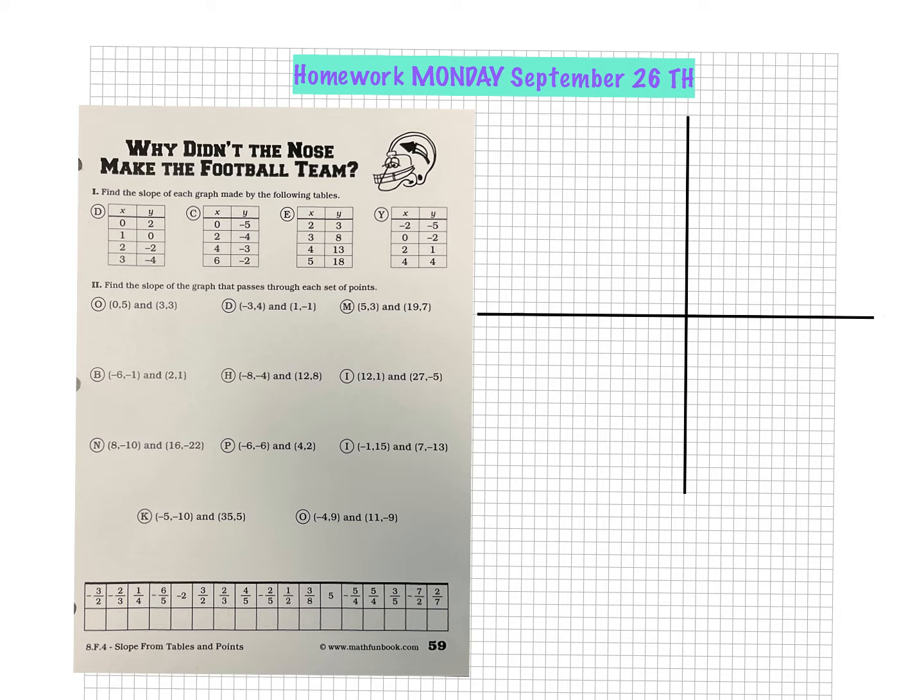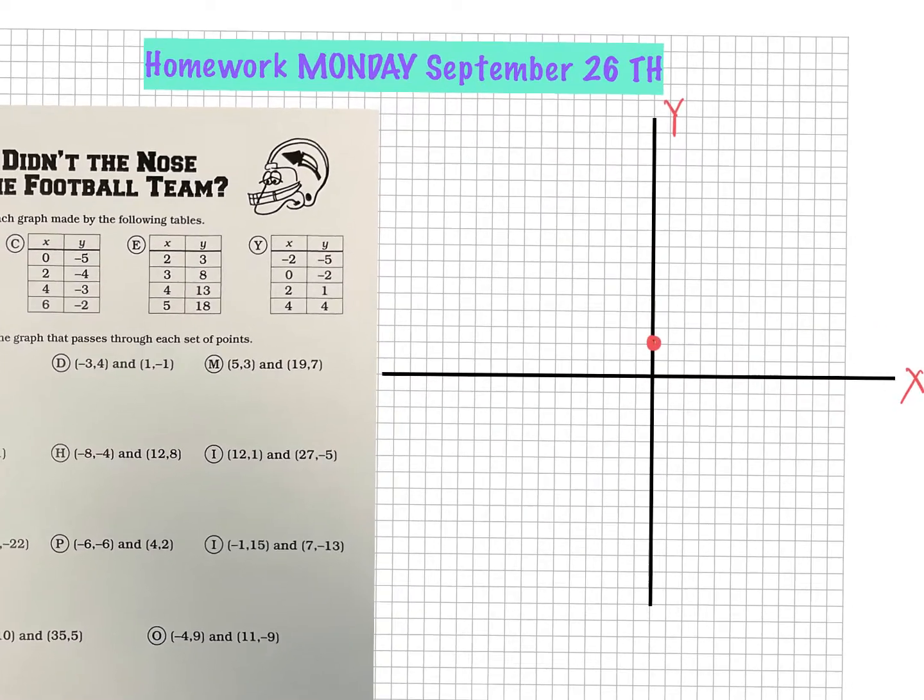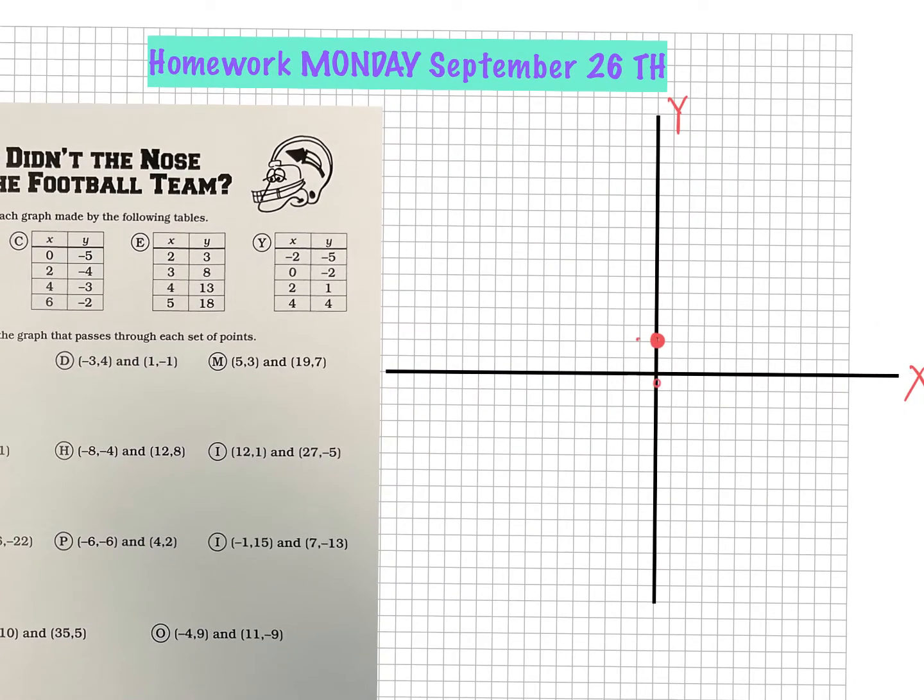In this first one where it says find the slope and graph made by each of the tables, there's a table of an XY chart we're talking about right here. That first point is 0 for the X, 2 for the Y. So if here's my X axis and my Y axis, here's 0 for the X and 2 for the Y, right? 0 over here, 2 there.